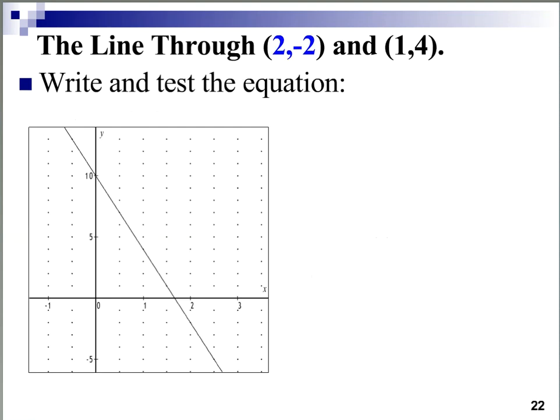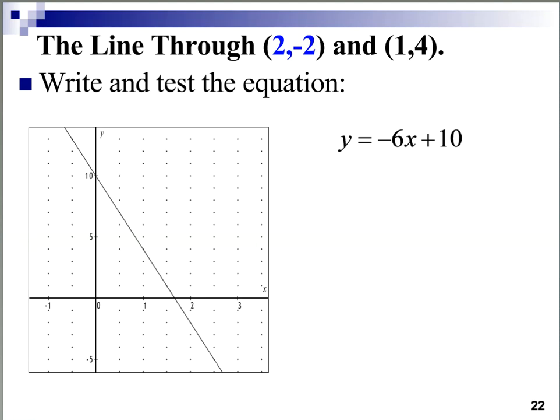Okay, so now we have the equation of the line. What we want to do now is test to make sure that it works correctly. You can see here the graph of the line looks just like we would expect it. We know the y-intercept is 10, so you'll notice that the line is intercepting the y-axis at 10. And the slope is negative, in this case negative 6. So the line is going down as we move from left to right. So our equation was negative 6x plus 10.